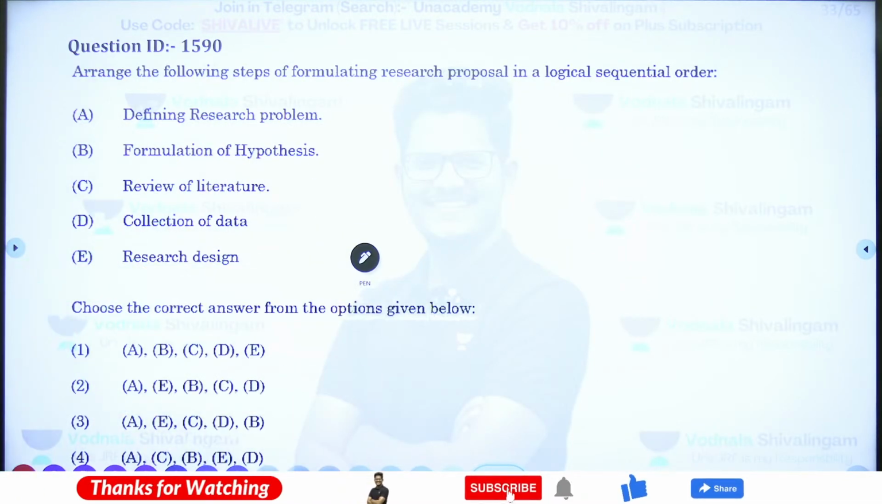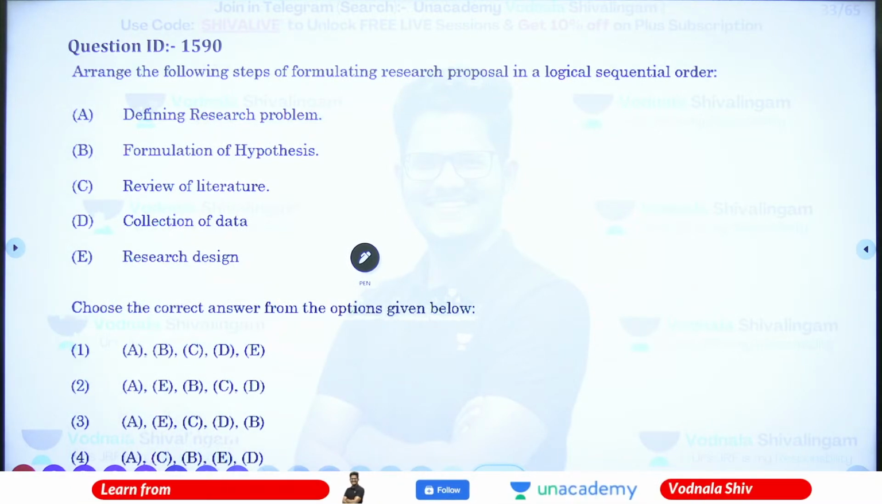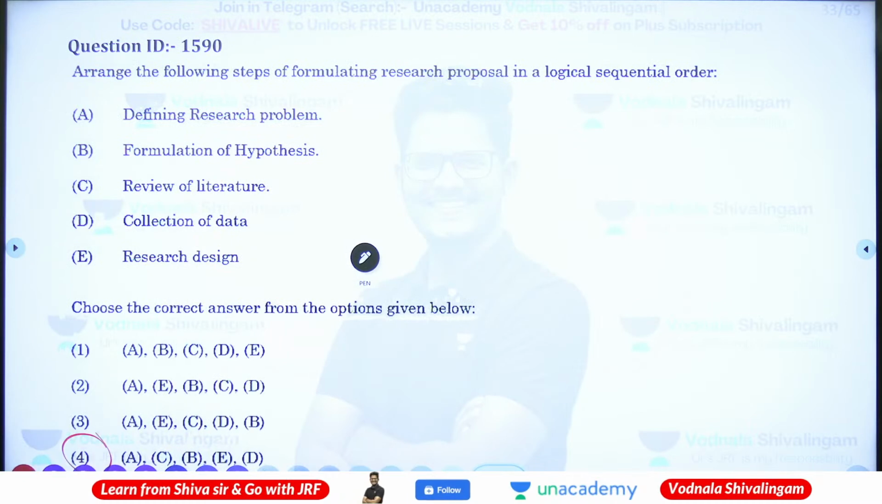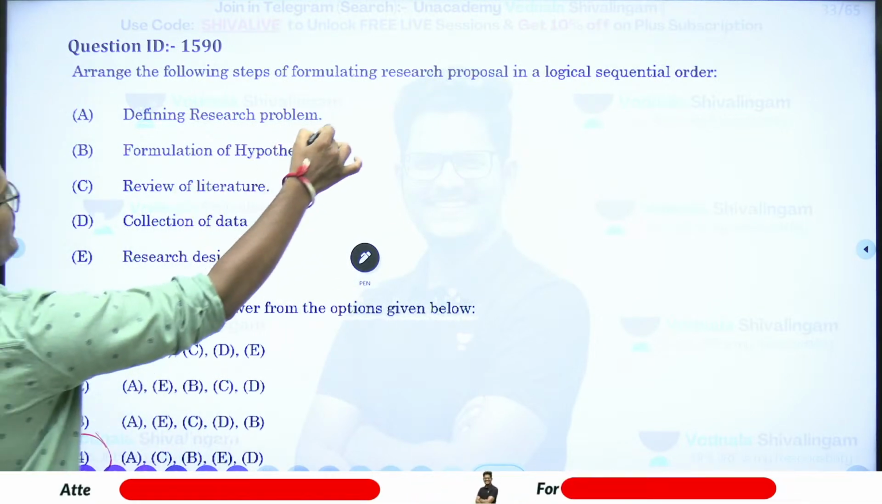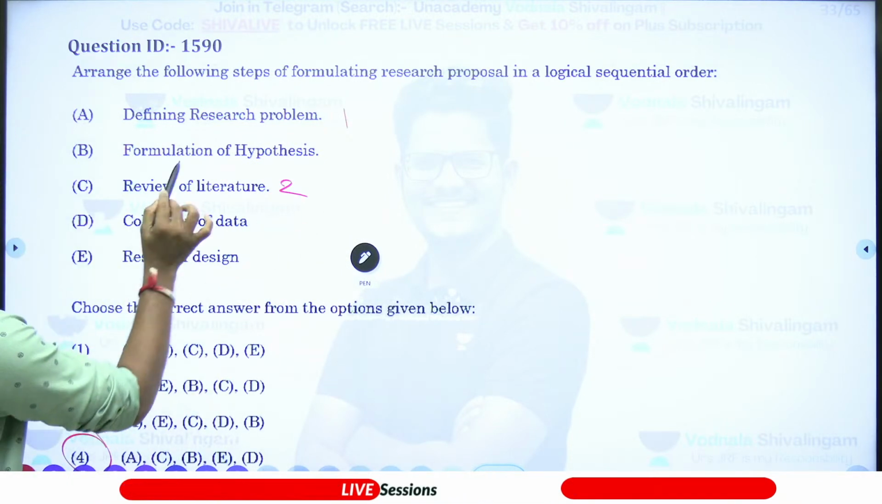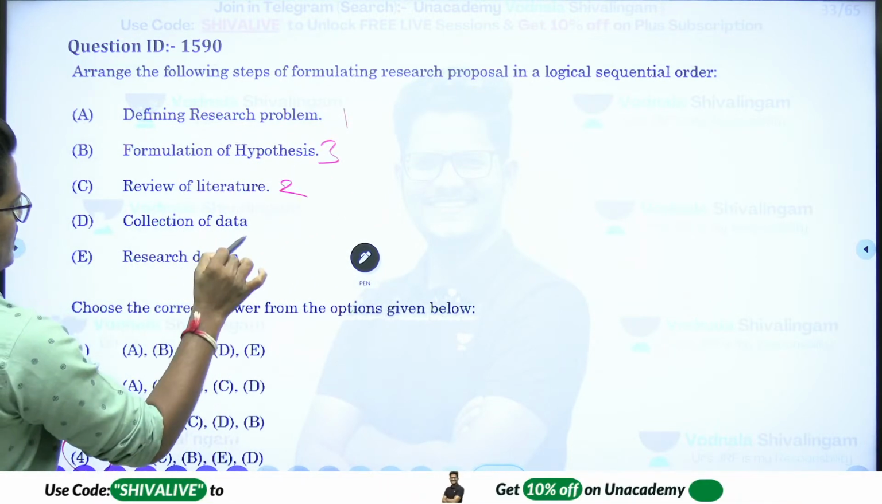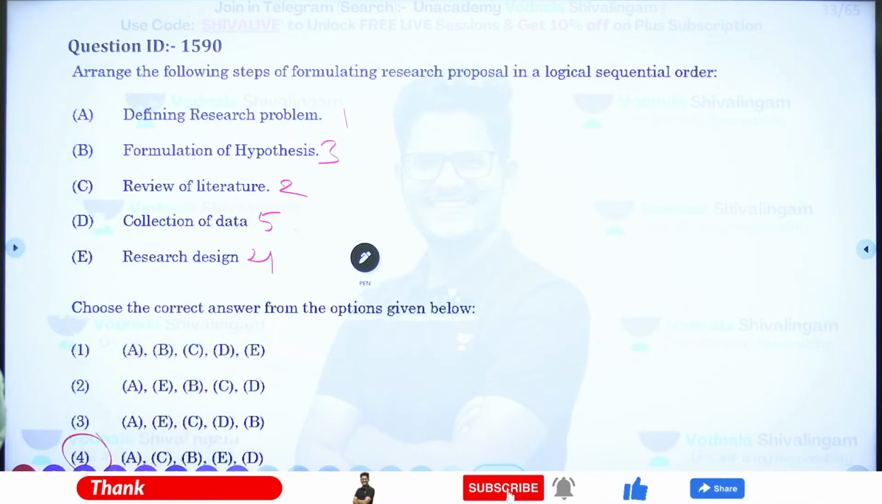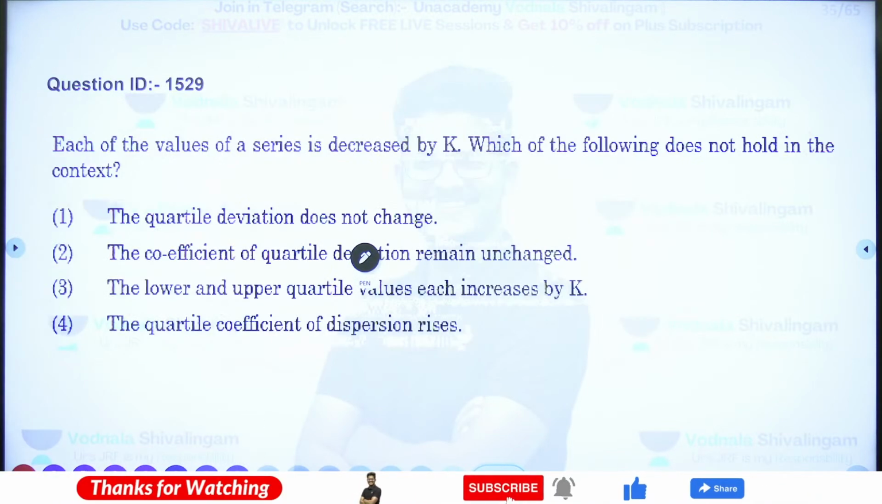Arrange the following steps of formulating a research proposal in a logical sequential order: defining a problem, formulation of hypothesis, review of literature, collection of data. This is an easy question, don't want to spend much time. A, C, B, E, D. That is defining a problem first, then C, review of literature, and B, formulation of hypothesis, research design, and collection of the data is the last one in the given options.